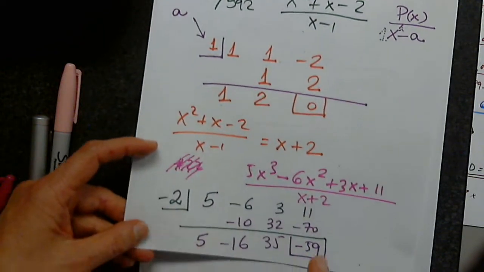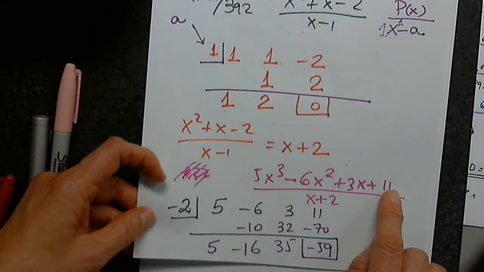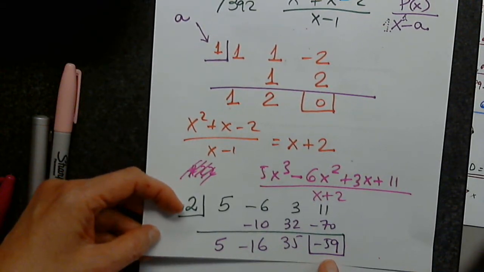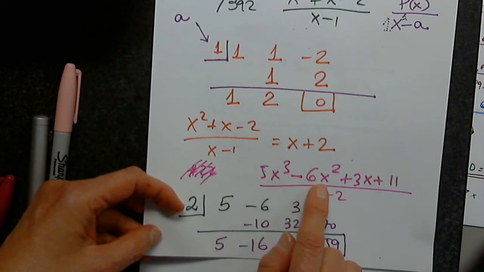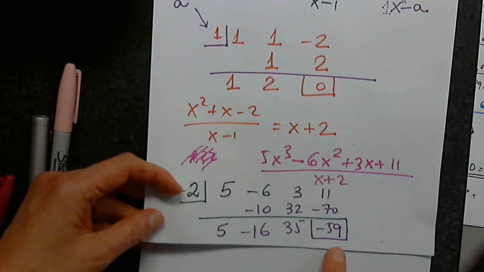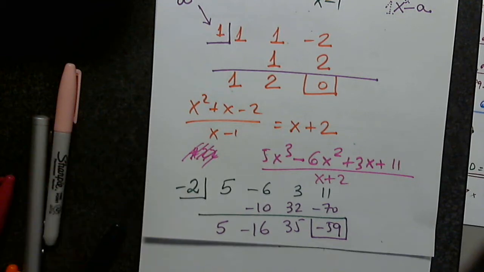Okay. Here, what do I plug in the numerator to check my remainder? Correct. So 5 times negative 2 cubed minus 6 times negative 2 squared plus 3 times negative 2 plus 11. If I don't get negative 59, I know there is an error. So let's do that.